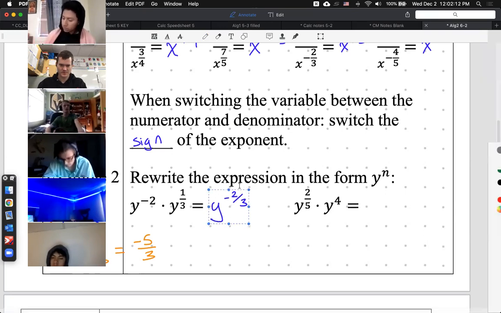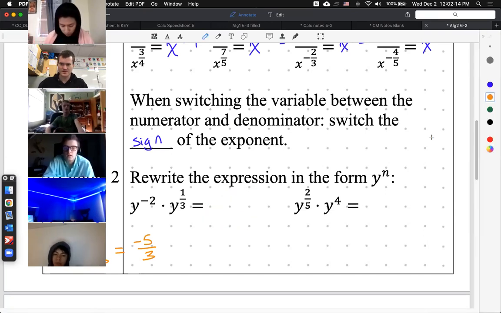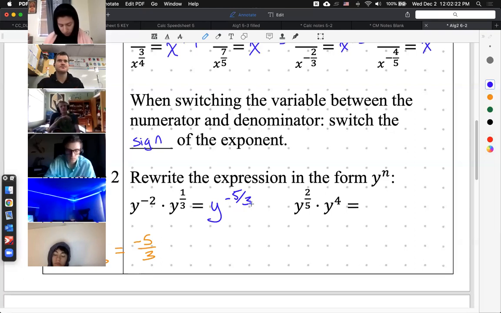So let me rewrite this one as y to the negative 5/3. Nice. And Wyatt, do you still have a question? No, I was just going to tell you that you were supposed to add. Just trying to get your attention. Got you. Okay. Well, thank you.